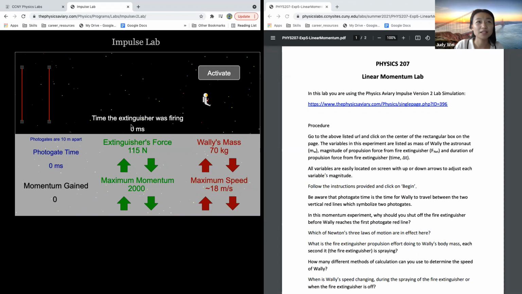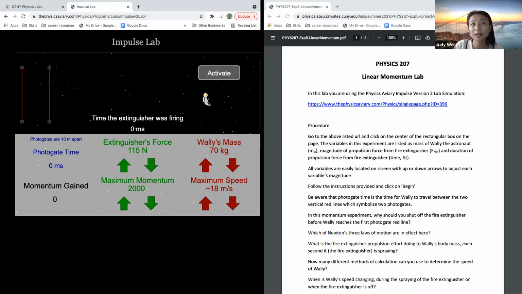One is the time the extinguisher was firing, which means the time for the whole acceleration process. Then the extinguisher's force, the force that the extinguisher gave to outer space. According to Newton's third law, outer space will give the same magnitude but opposite direction external force to push the whole system of astronaut and extinguisher to move through the acceleration process. And another one is Wally.